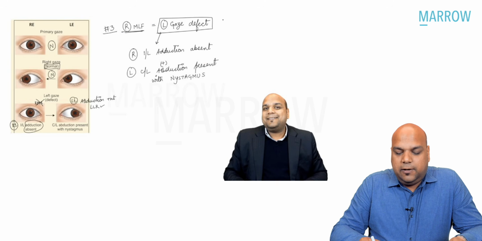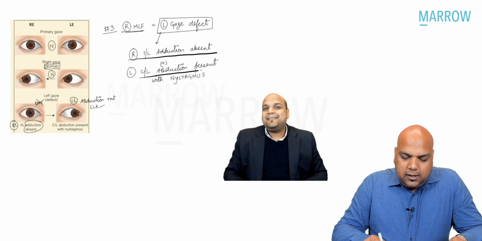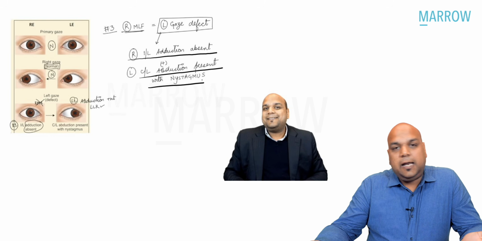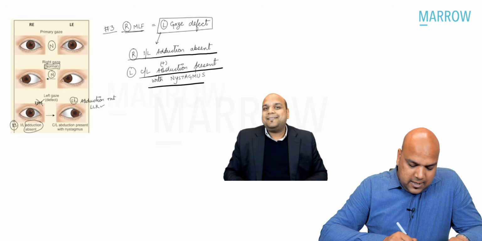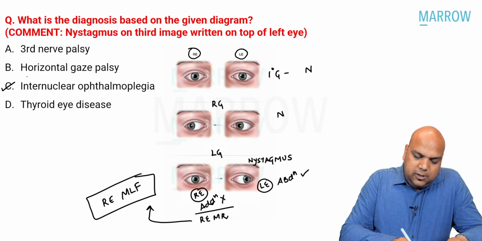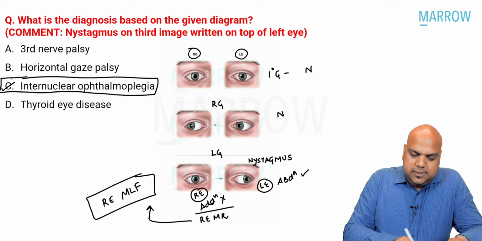Right eye MLF leads to left gaze defects, whereas in which right eye or ipsilateral adduction is absent, but the contralateral abduction is present with nystagmus. Direct question from the notes, I think. Direct image from the notes if this was the image. And the answer would have been internuclear ophthalmoplegia.